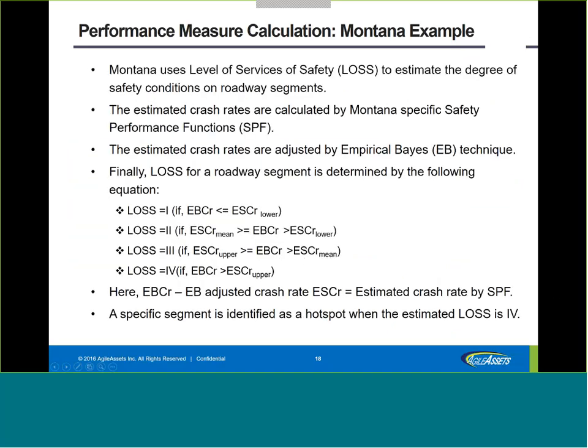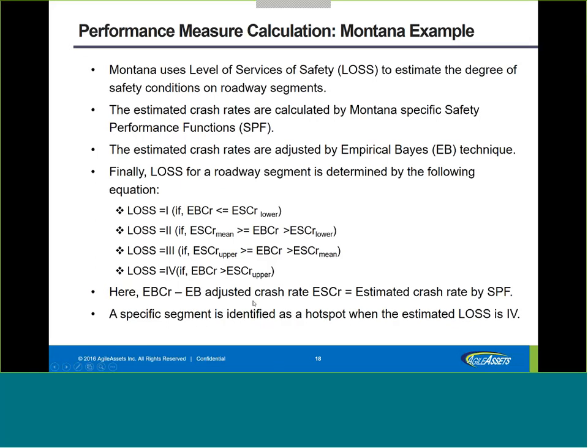Then we also have an example of the performance measure calculation that we did for Montana. I already mentioned that Montana uses some of the latest and greatest techniques that we have, the empirical Bayes based method to compute the estimated crash count and to adjust that crash count. Then we also use the level of service of safety, and there are 4 regions, 1, 2, 3, 4, and based on different situations, like whether your empirical Bayes crash count is between your mean and the lower bound, or between your mean and upper bound, you can decide on the level of service of that.